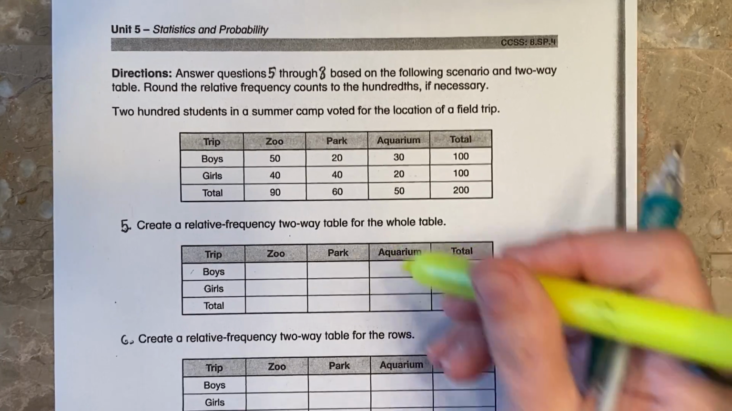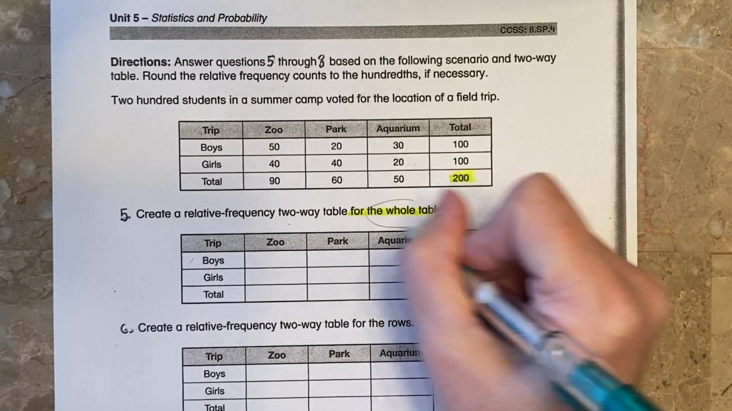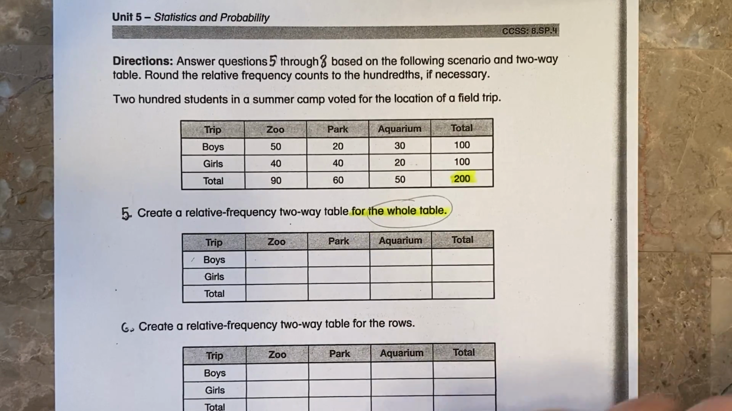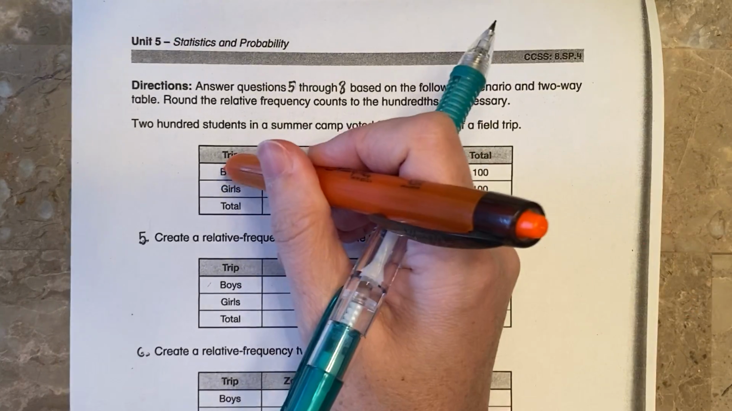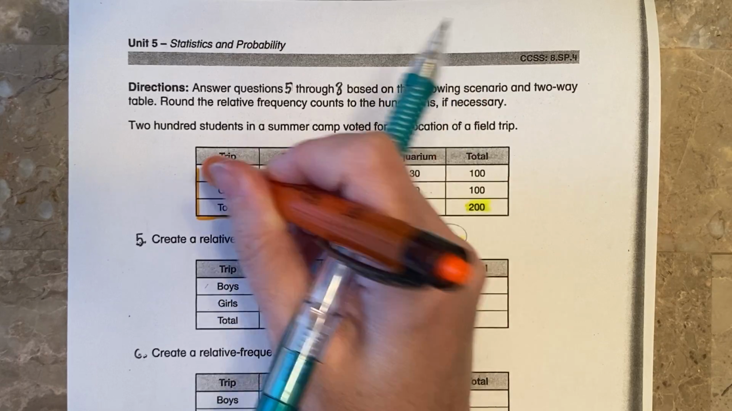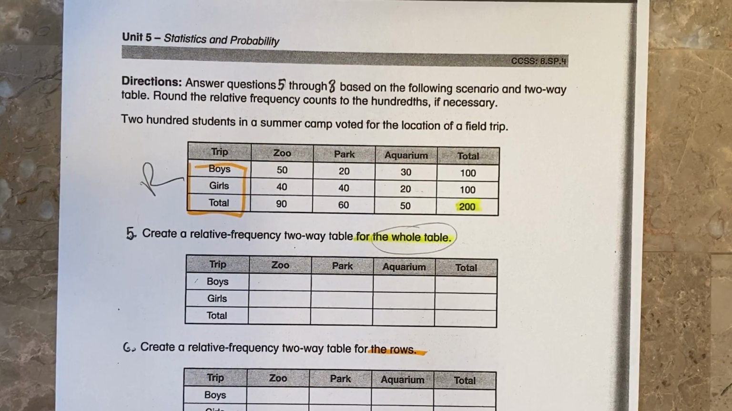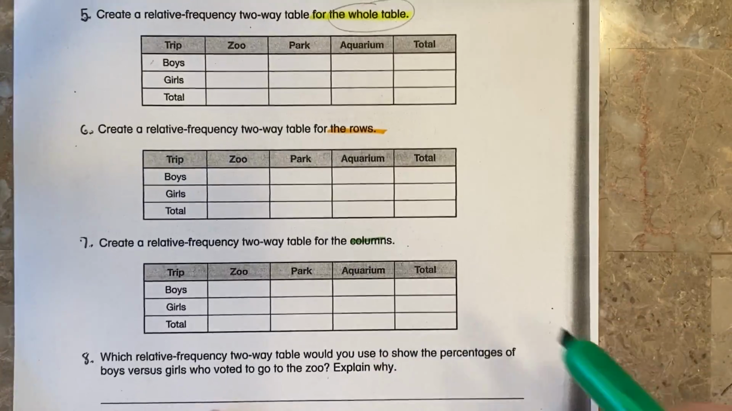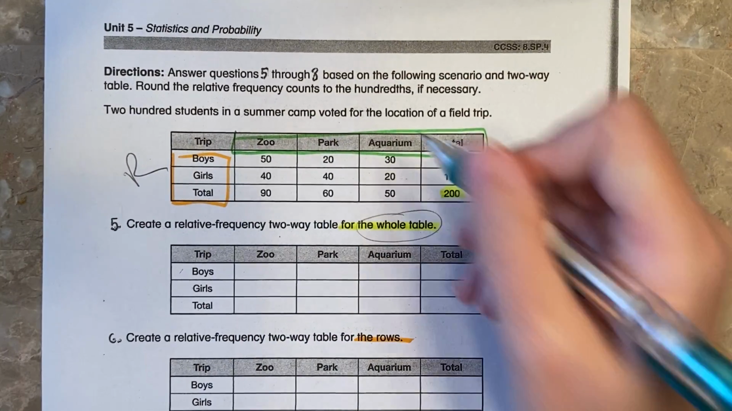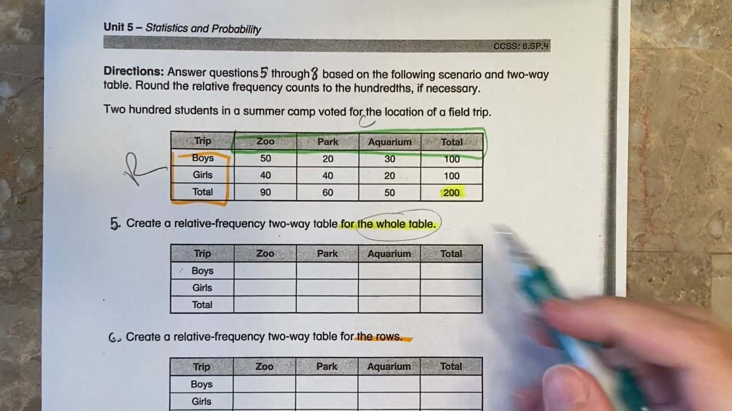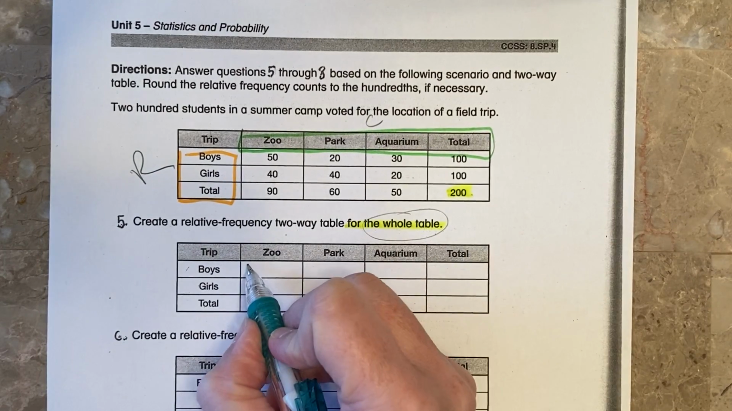Okay, so for the last one, we want to go for the whole table. So that's everything's going to be over 20. And then we're going to go for our rows. Okay, remember these here are the rows. And then for the last one, it's going to be the column. Okay, remember these are our column headings. And then this one has a question. All right, so for the table, you should put every single number over 200.